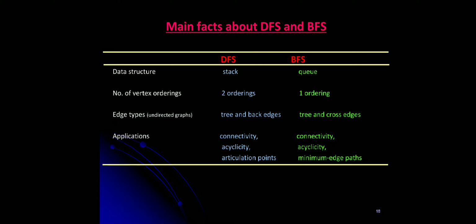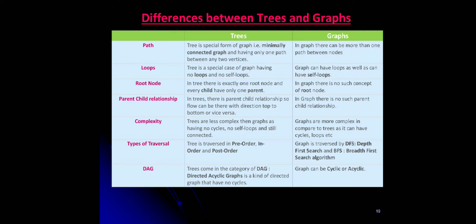Coming to the applications of DFS, to check for the connectivity of the graph, acyclicity and articulation points, DFS is used, and BFS traversals can be used for checking for the connectivity of the graph, that is whether it's a connected graph or not, and acyclicity and minimum edge path. These are few applications of BFS. Now coming to the last topic, that is differences between trees and graphs. So with respect to these constraints, we'll see the differences.